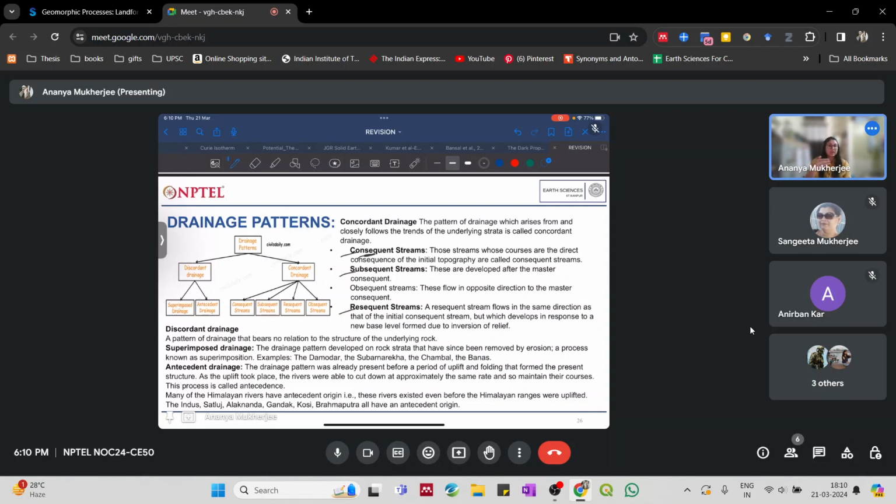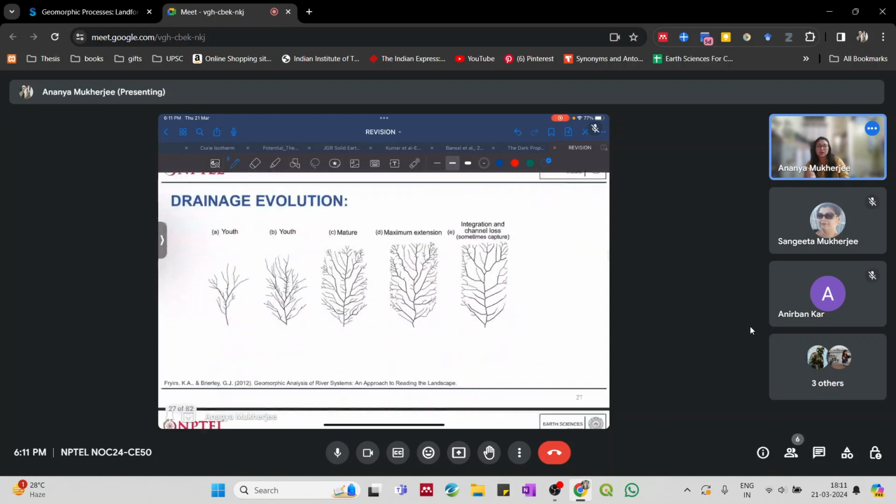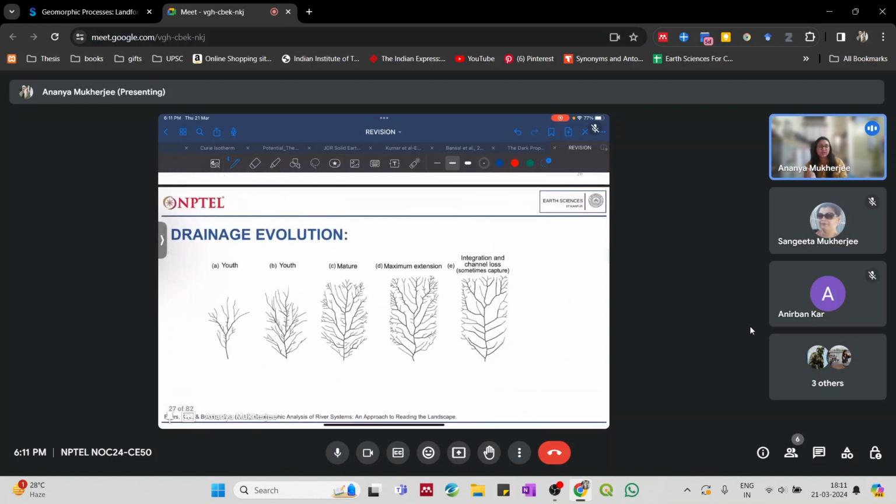So if a river is flowing across a plain area, but there is a sudden uplift, but the uplift was so slow that the river actually got time to still flow in a straight manner, okay, and cut through the uplifted portion, then this kind of drainage pattern can be called an antecedent one.